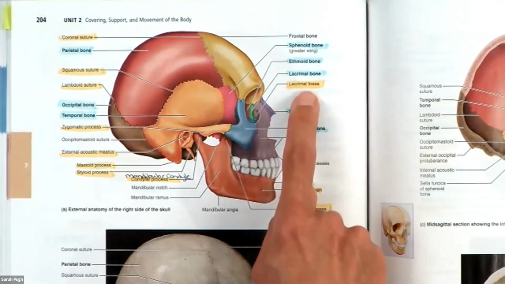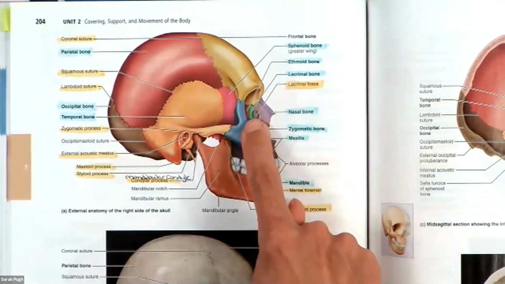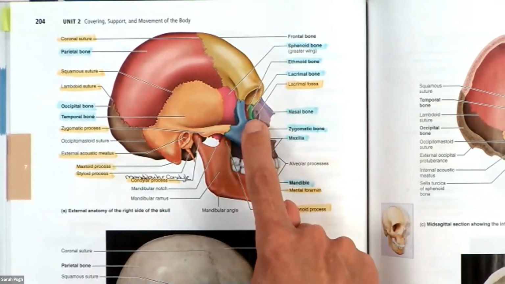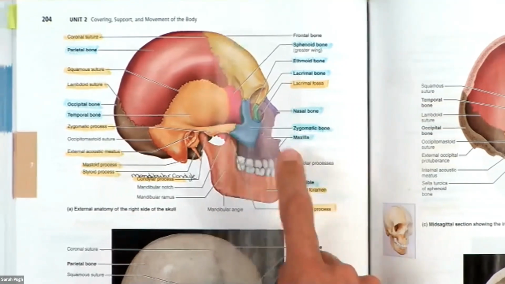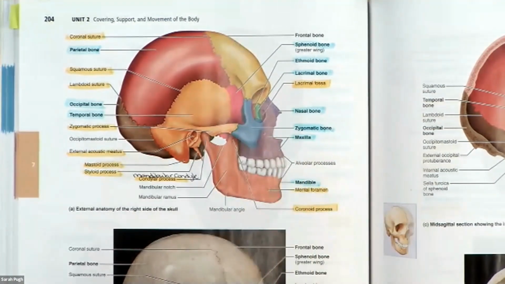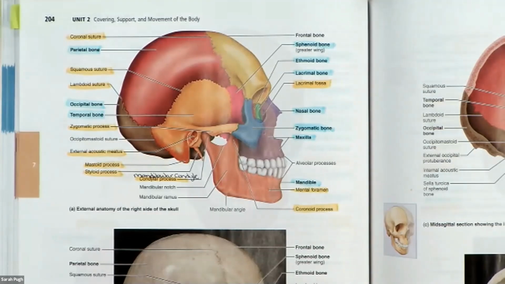And so the lacrimal fossa is a little hole that actually is your tear duct. It will drain the liquid from your eyes, the tears from your eyes. It actually drains it down into the nasal cavity. So this is why when you cry, your nose runs. That's just because tears are draining down into the nasal cavity.